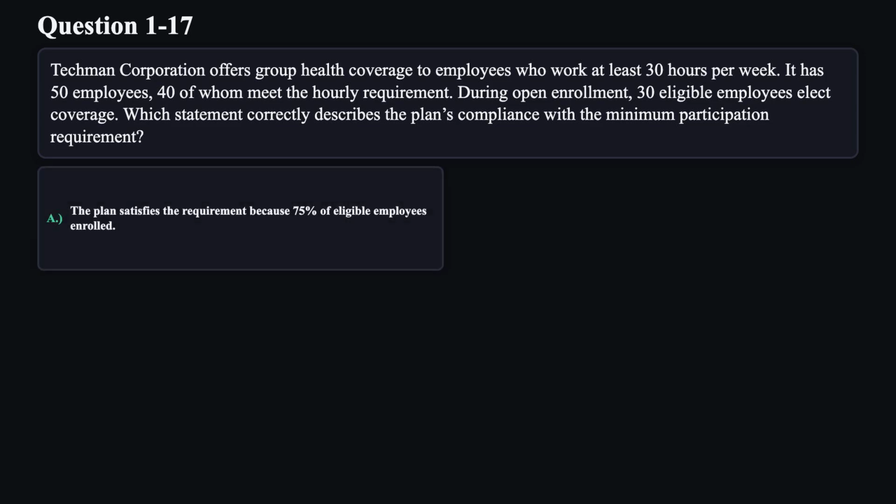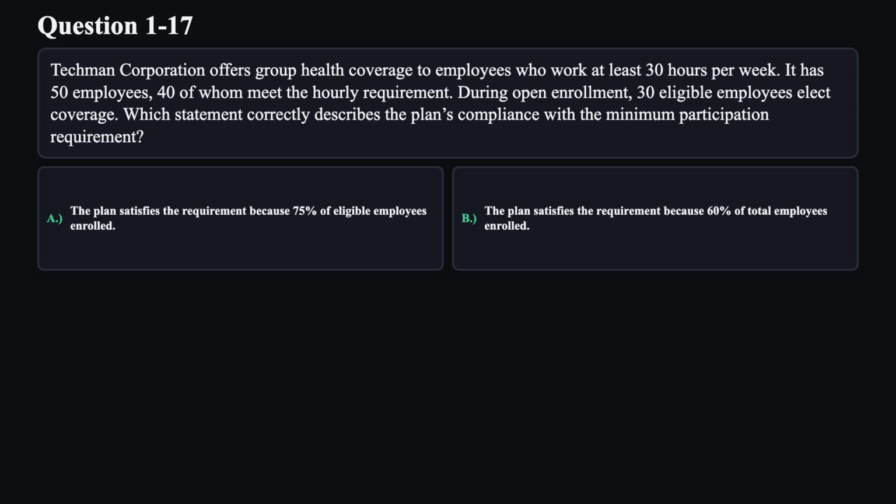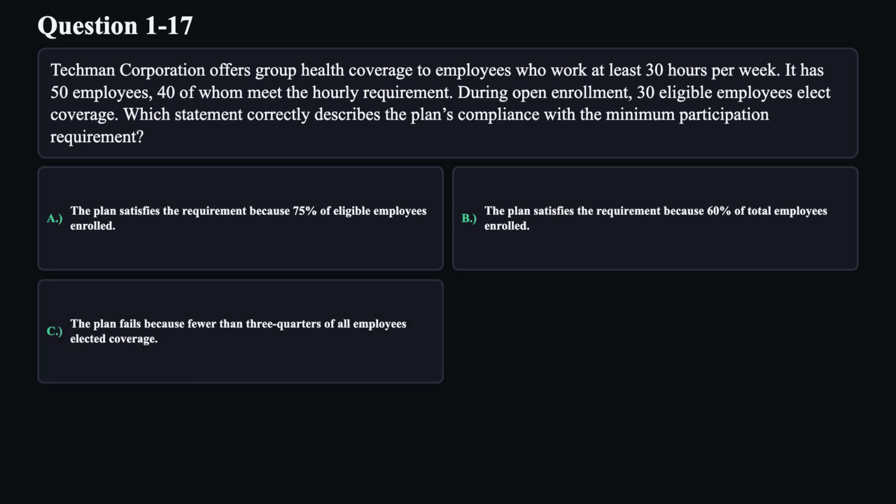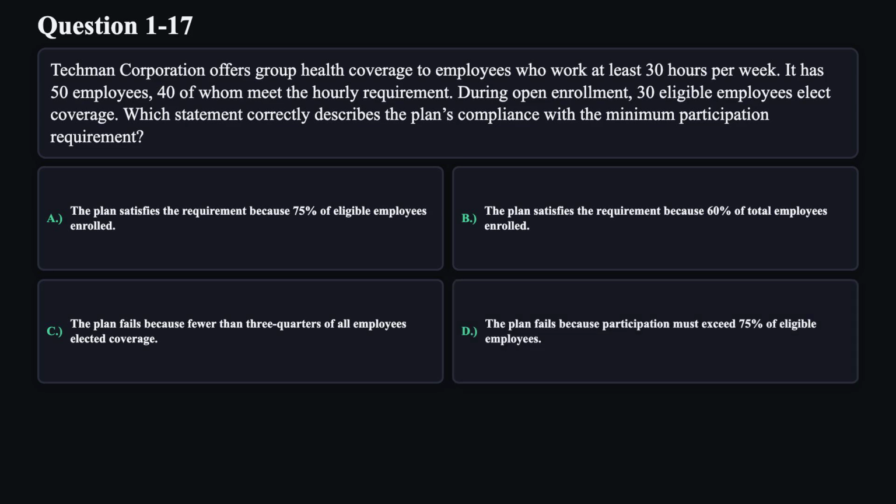A. The plan satisfies the requirement because 75% of eligible employees enrolled. B. The plan satisfies the requirement because 60% of total employees enrolled. C. The plan fails because fewer than 3/4 of all employees elected coverage. D. The plan fails because participation must exceed 75% of eligible employees.